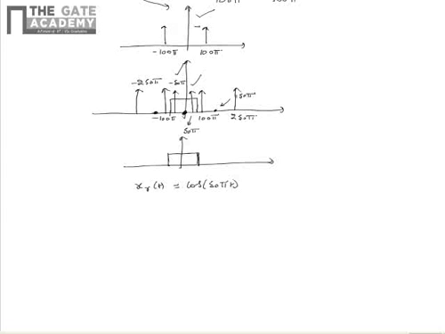Please note that during the complete analysis, we assumed the magnitude as k, and the constant k factor remains the same. Hence, finally the reconstructed signal xr of t can be written as cos of 50 pi t. So from this, we see that the correct option representing the reconstructed signal is D.